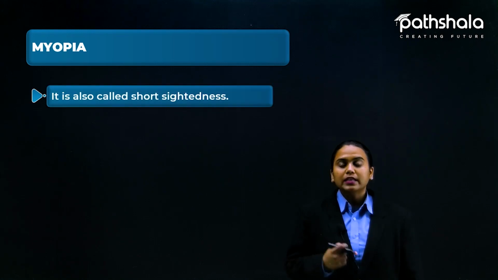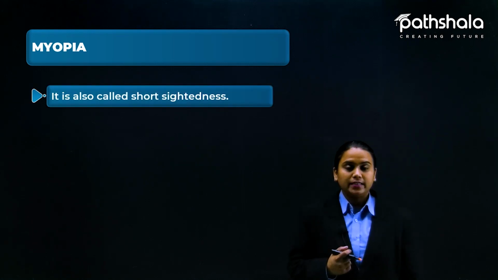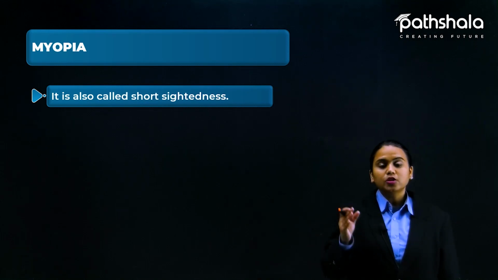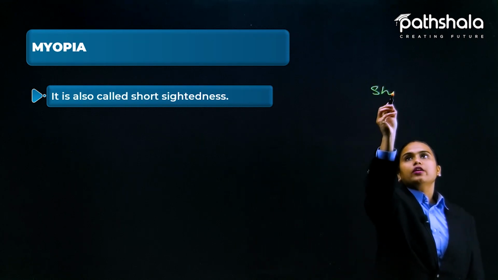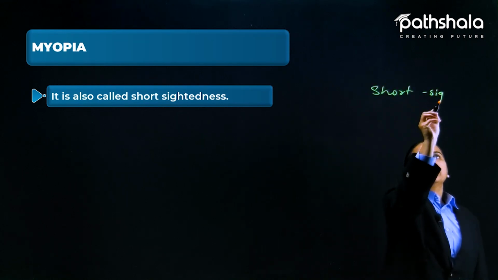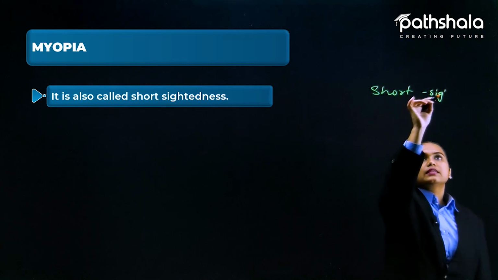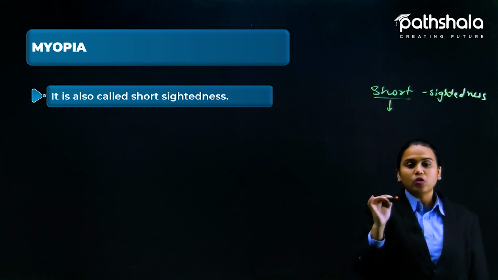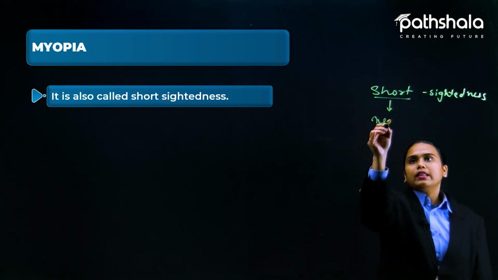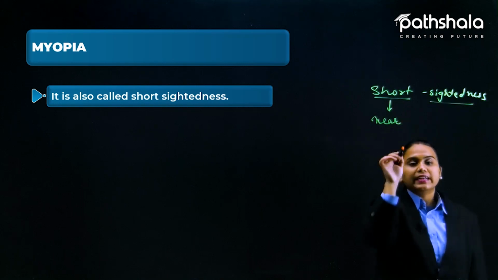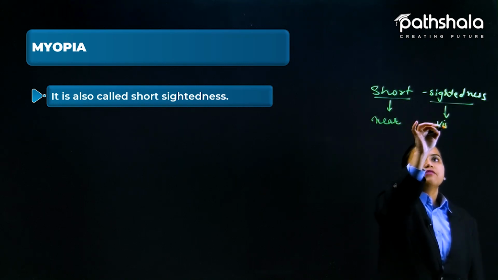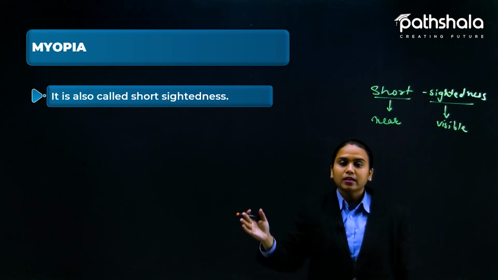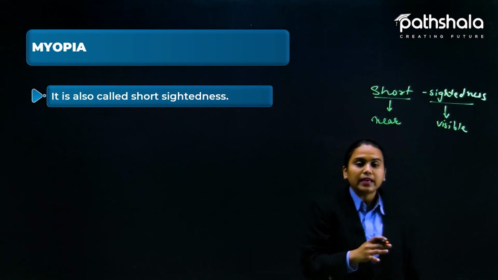This is also known as short-sightedness. The other name for the myopia defect is short-sightedness. As the name suggests, short-sightedness, that means short means near. Near is sighted, and sighted here means visible. So near is visible to you. That is myopia. So near things are visible to you.